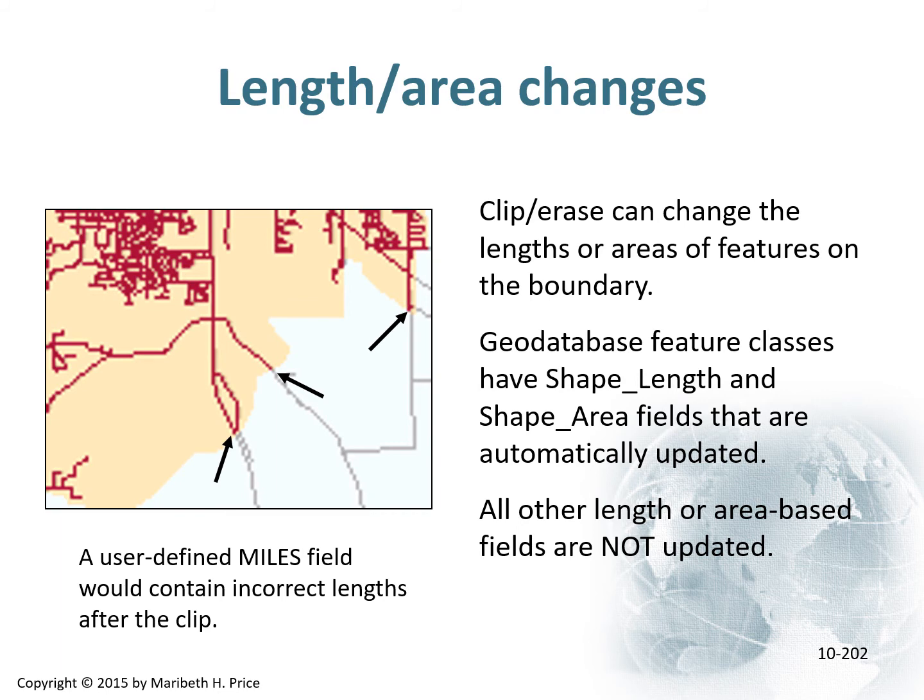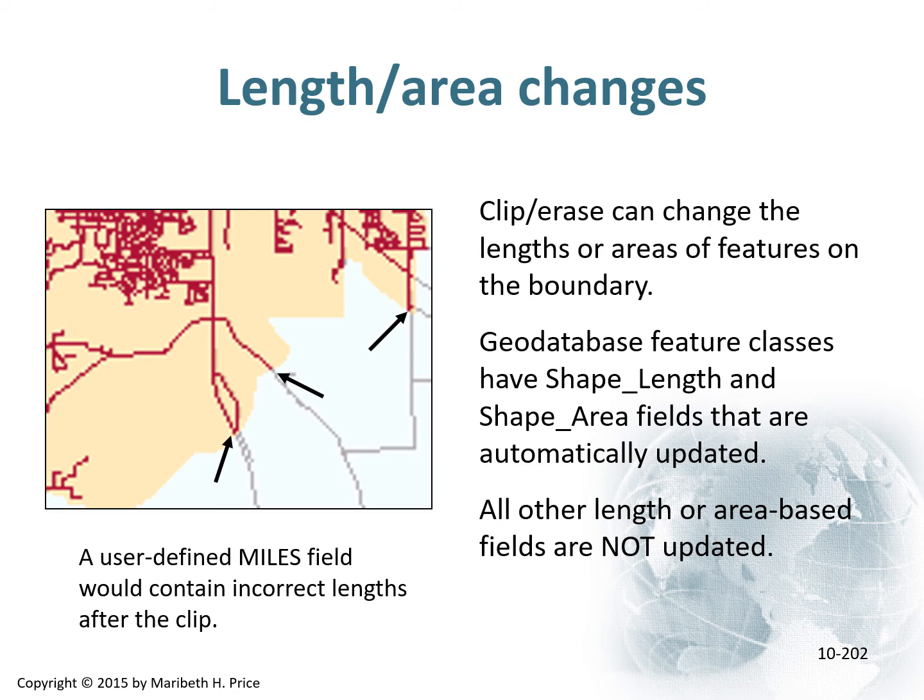Area and length calculations. Clip and erase obviously will make features not be the same length that they were or the same area that they were. It changes the dimensions and geometries of features. When you do that, all the measurements that you have as far as areas and lengths are potentially going to be incorrect. Now, if you're dealing with a geodatabase, specifically a feature class in a geodatabase, and you have shape underscore length or shape underscore area, those two fields in a feature class in a geodatabase are updated automatically.